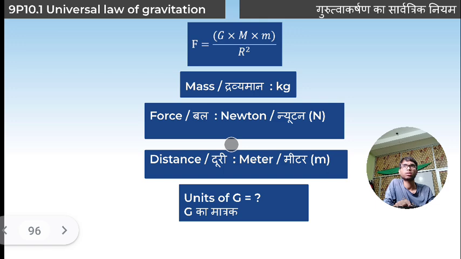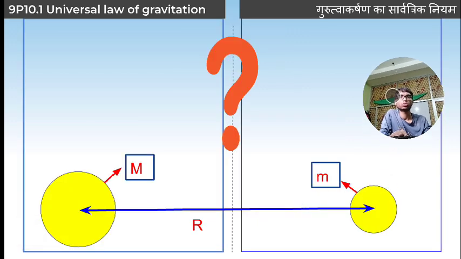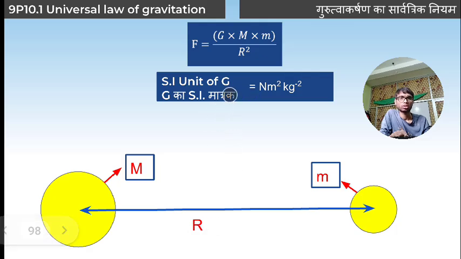So what should be the unit of G? The unit of G is this much: Newton meter square kg raised to power minus 2. And this Newton is the gravitational force. It is a Newton because gravitation is a force. That's why we know the SI unit of a force is Newton. So the units of this are this much. N is for force, meter square is for distance, kg square is for masses.